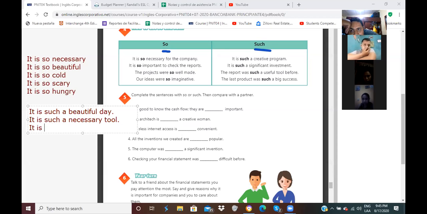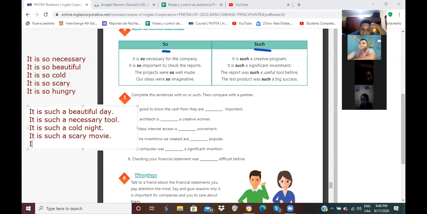It is such a cold night. ¿Cuál es el noun? Night. It is such a scary movie. ¿Cuál es el noun? Movie. It is such a hungry dog. ¿Cuál es el noun? Dog. Right. So, todo lleva su propósito.